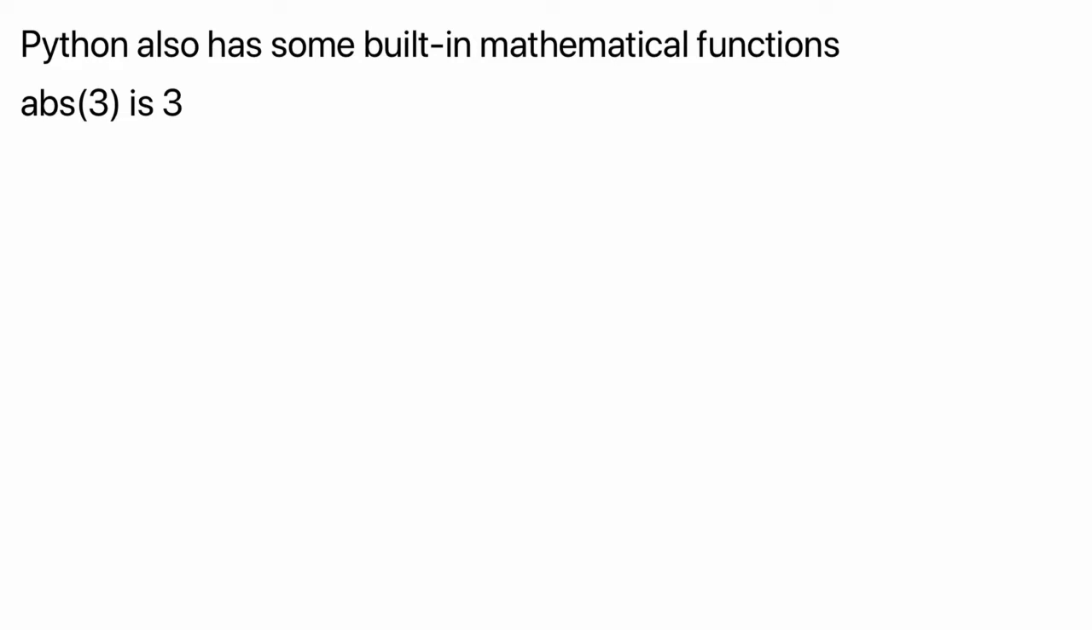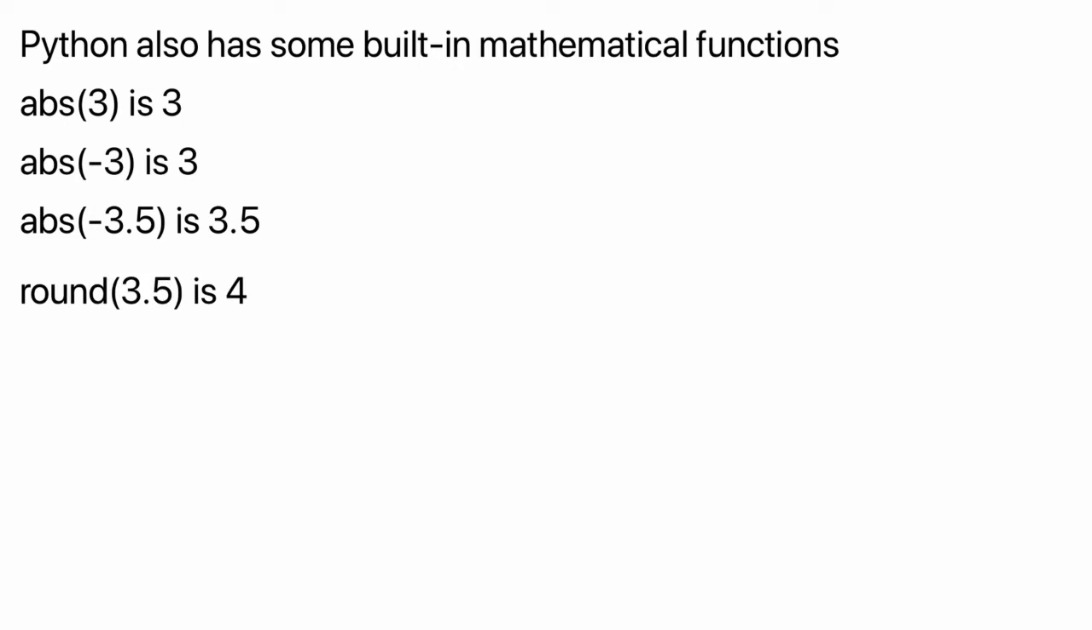abs is the absolute value function. The absolute value of 3 is 3, the absolute value of negative 3 is 3, the absolute value of negative 3.5 is 3.5. So notice that the type that we send to the absolute value affects the result. If you send it an int, you get back an int, and if you send it a float, you get back a float.